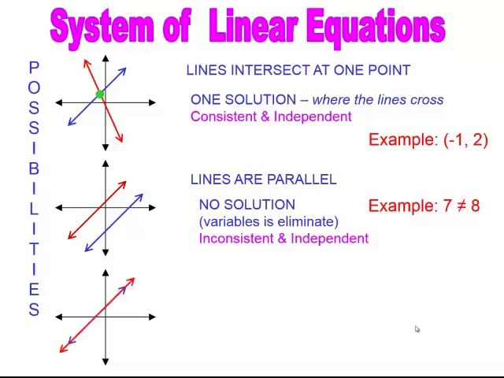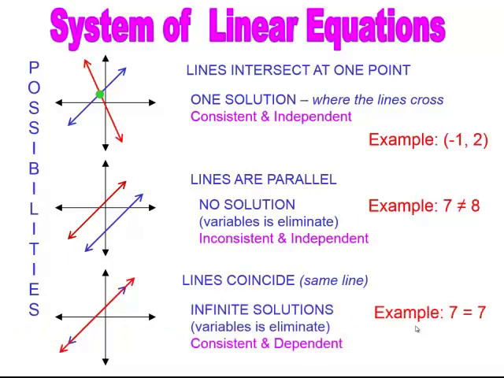And then the last possibility is coinciding lines, lines that are the same line. If we have coinciding lines, we're going to have infinite solutions. Any value of x and y will work because they're the same line. So it's considered consistent because there are solutions, but they're dependent, and it's dependent because they are the same line versus different lines. So infinite solutions when the variable is eliminated.